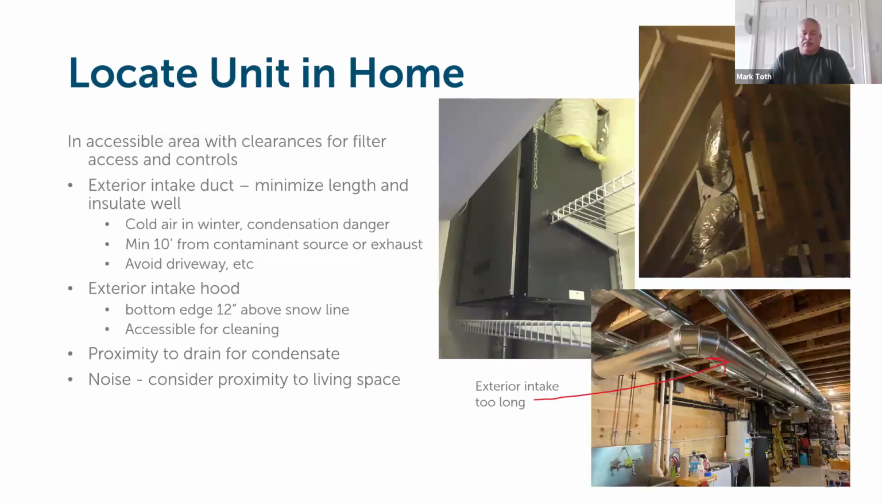Locating the unit in the home. A couple of pictures here for you. One of the most important things when you're going to locate it in the house is to make sure it's in an area that's accessible. If you look at the first picture there, kind of in the middle of the screen, they've installed the unit and then a ceiling wall or something was built there. So that door cannot be opened. How are you going to change the filters? How are you going to service that unit? That is a very bad location.